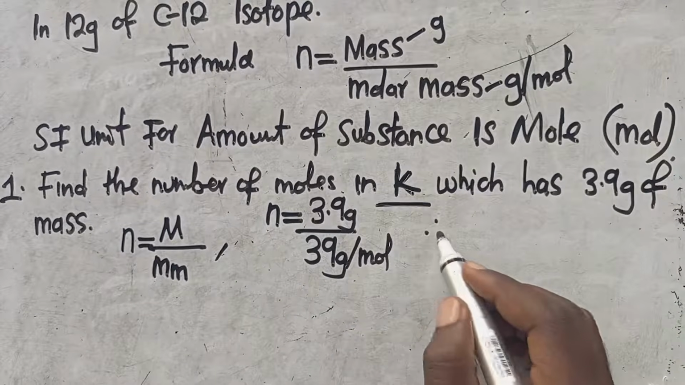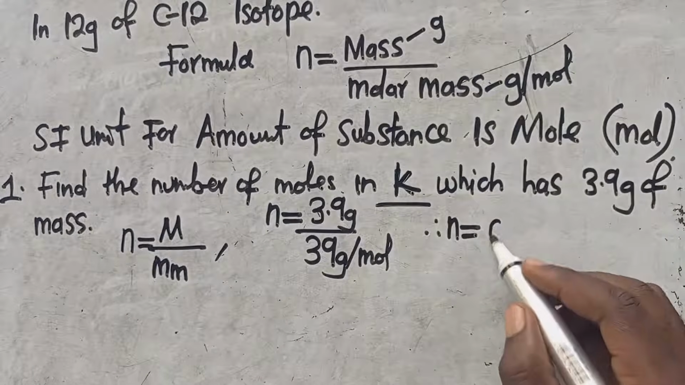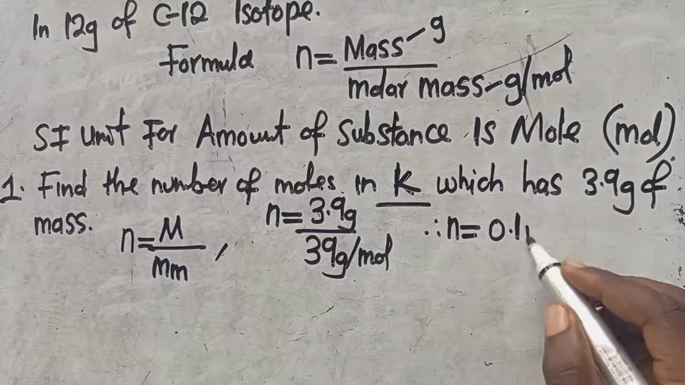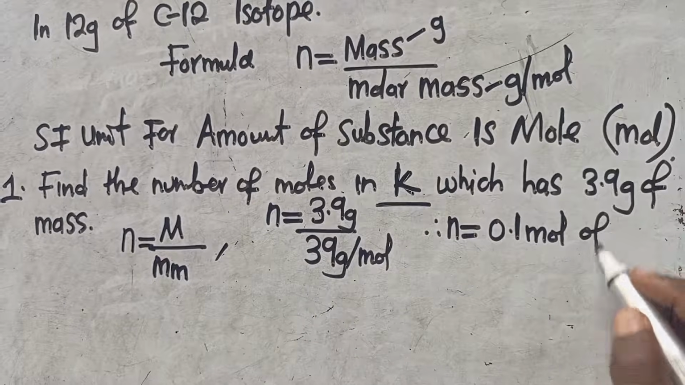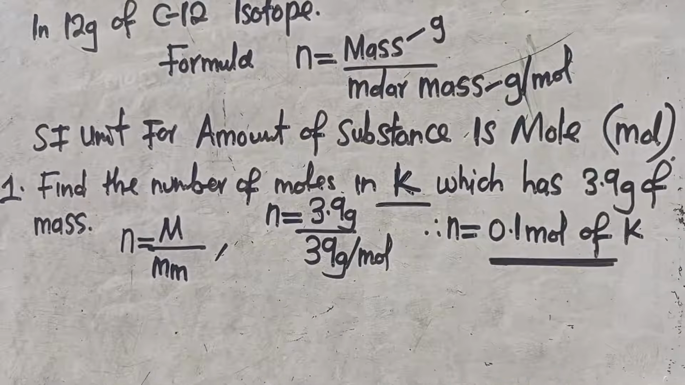So if you divide, the number of moles is equal to 0.1. Then you just say moles of potassium, K. So this is your answer. It is just a matter of substituting and dividing. Nothing is difficult here. So this is what you are supposed to know.